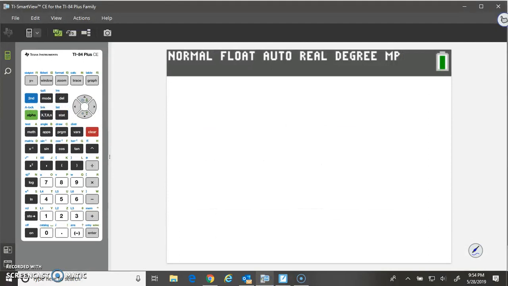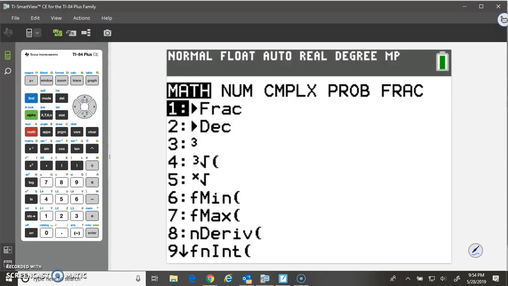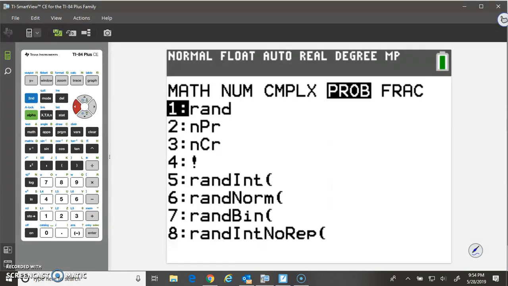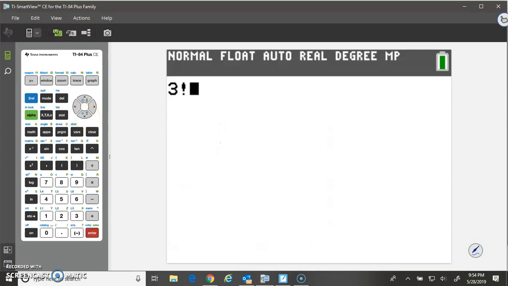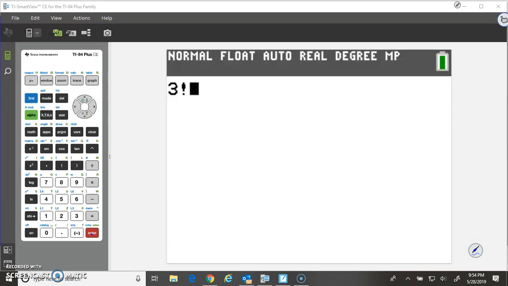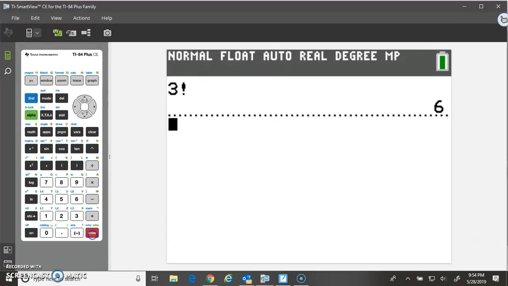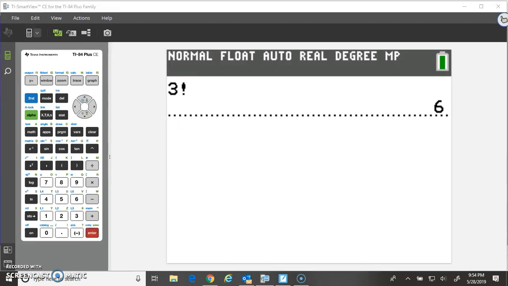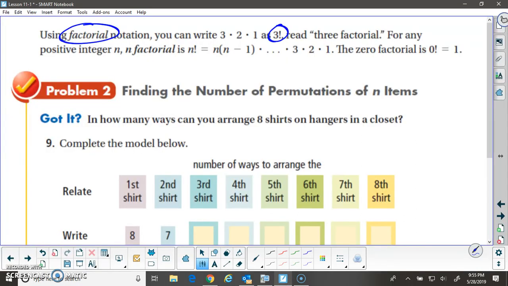If we go to the calculator, if we want to see 3 factorial, which we know is 3 times 2 times 1 or 6, you press 3, you go to math, you go over here to probability, go down to option 4, there's the exclamation point. 3 factorial gives you 3 times 2 times 1, which gives us 6. Keep in mind, though, that 0 factorial is, in fact, equal to 1. We'll talk a little bit more about that in a bit.